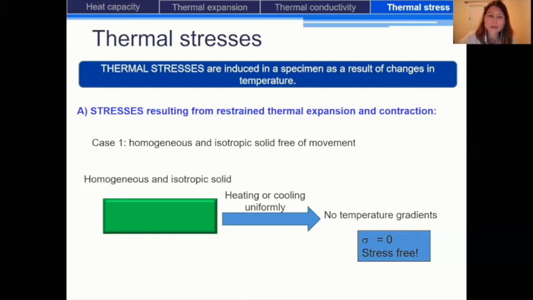In that case, we will heat or cool this solid uniformly, and we won't observe any temperature gradients. So the temperature will be homogeneous in all the sample. In that case, we will say that there is no stress. The solid is stress-free. So if we represent the stress by sigma, sigma is equal to 0.